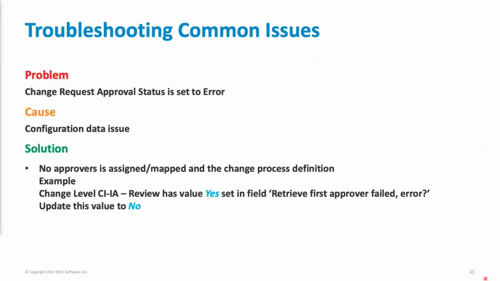Another common problem reported by many users is that the change request approval status is set to Error. This issue generally occurs due to incorrect or missing data configuration as well. For example, no approver is assigned or mapped in the change process definition. Example: Change label CII Review has the value Yes set in the field, Retrieve first approver failed error. Update this value to No. This is the most common solution we applied for such issues.